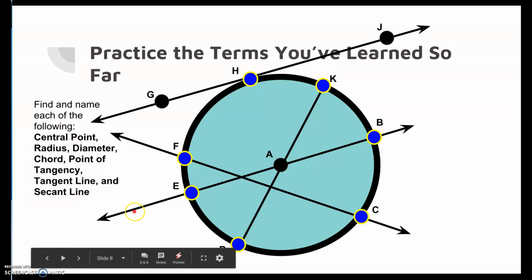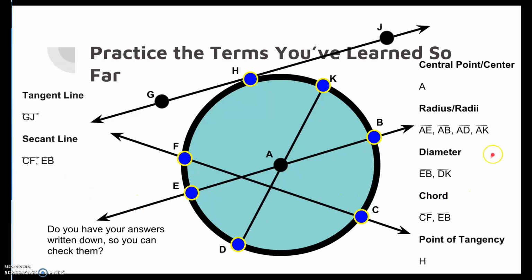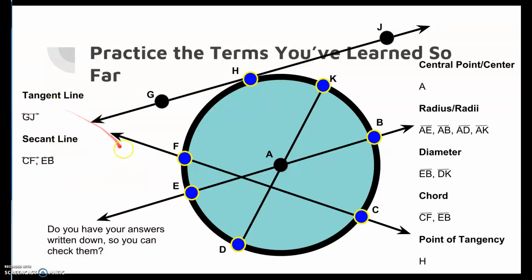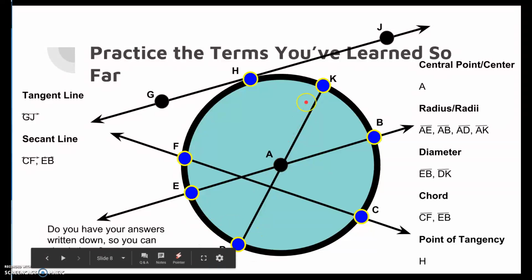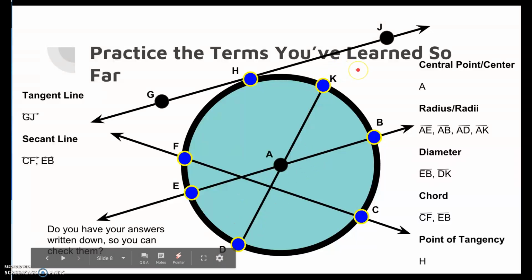Okay, so if you've paused and you have checked your answers, here you go. Here are all your terms. I had to clear over here to make some more area. So central point at A, here are your radii, diameters, chords, point of tangency, secant lines, and tangent line. And notice that you can't use DK as a secant line because it's only drawn as a line segment. If you were able to draw on my paper and put little arrows here, then you could use this as a secant line, but it can only be used as a chord because I only drew it as a line segment.